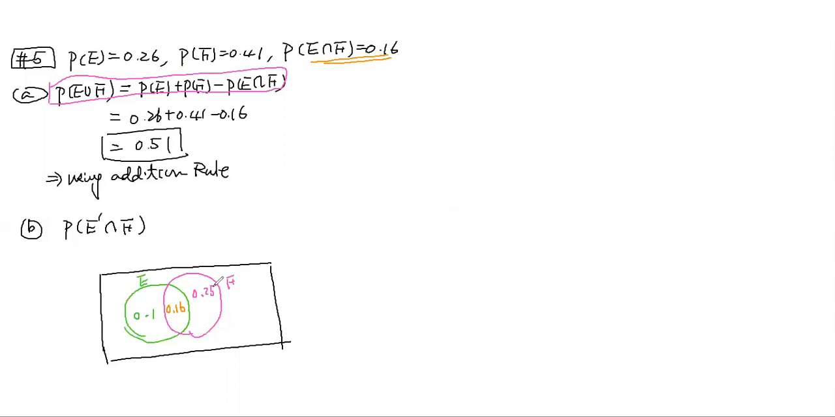Okay, now let's take a look here. Now I'm going to find E prime. So what is E prime here? E prime is everything outside E. So this will be my E prime here. The yellow part will be my E prime.